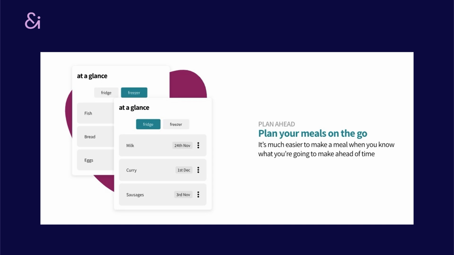So this is a screenshot from the landing page of the side project I'm currently building. It's called Fridge Reminders, and this section on the website is all about communicating the benefits of the product. It allows you to plan ahead, plan your meals on the go, and then I've got a small section that goes into detail. It's much easier to make a meal when you know what you're going to make ahead of time. So this is one of the benefits of the application that I'm building.